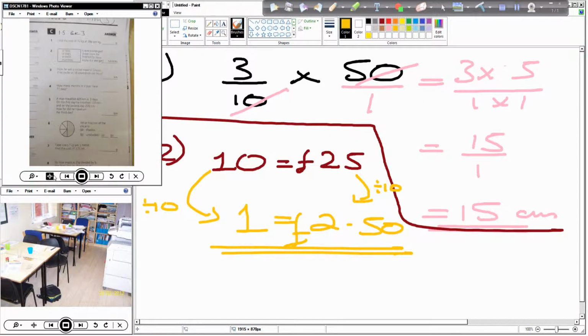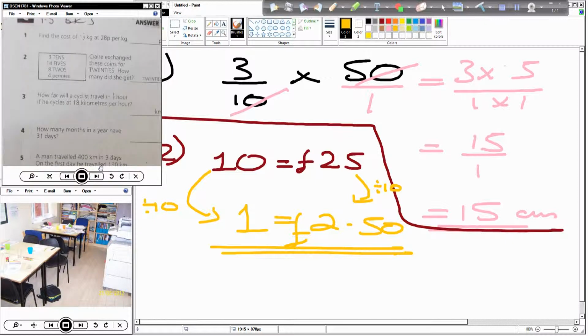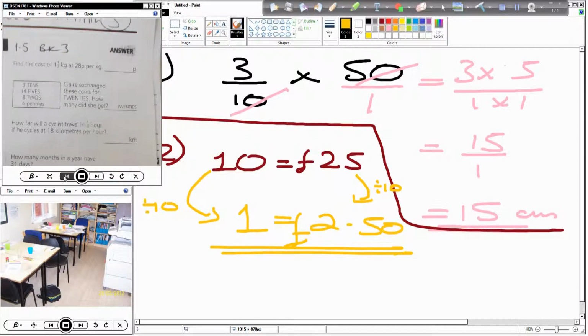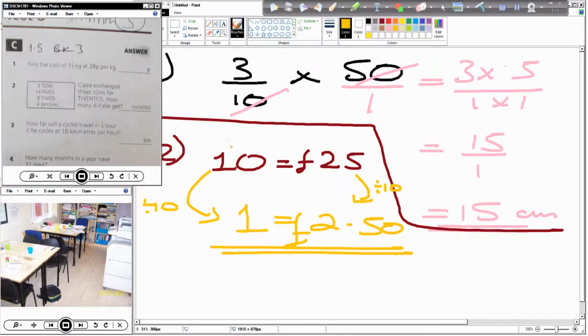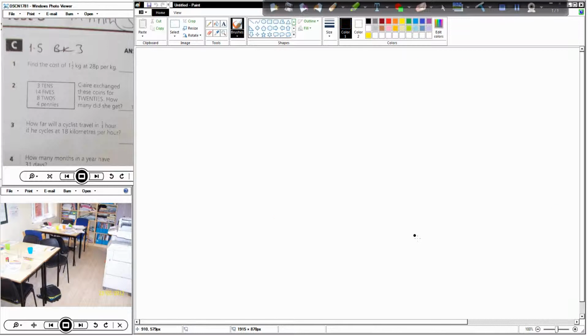Okay, let's move on to the next section, section C. Okay, section C, a very important question on number 1. And that is another, what kind of question is it? Ratio question. This is a question that most students keep on getting wrong. Find the cost of 1.5 kilograms at 28p per kilogram. So question C1. So it's 28p. Cost is for 1 kilogram.